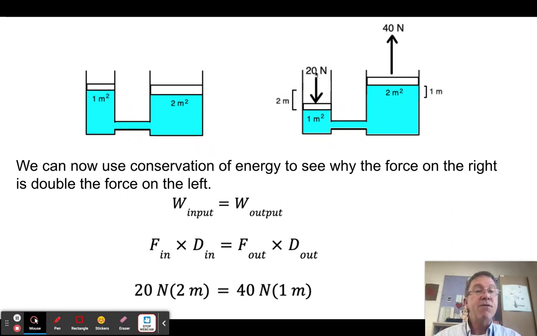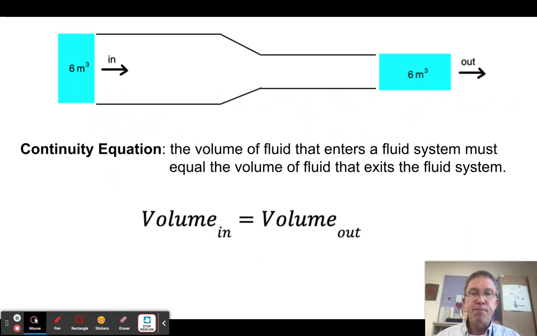So if I apply a force of 20 newtons, we say, well, 20 newtons times 2 meters is going to equal 40 newtons times 1. And we see that that's actually the case. I would end up doing 40 joules of work in, which would give me 40 joules worth of work out. So that's Pascal's principle. It's really straightforward. You just have to remember F1 over A1 equals F2 over A2.